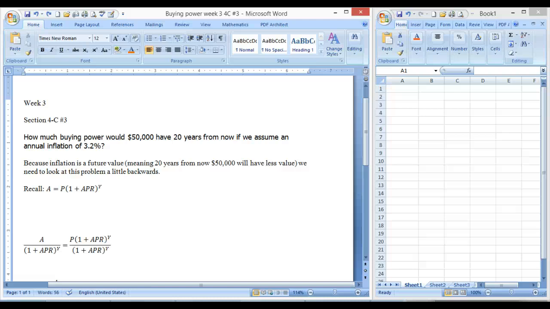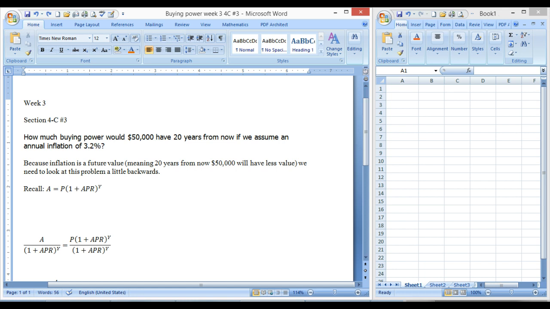This tutorial is to help you with section 4C, question number 3. I've changed this up a little bit, so it's not the exact one, but the procedure is still the same. The question is, how much buying power would $50,000 have 20 years from now if we assume an annual inflation of 3.2%? Because inflation is a future value, meaning that in 20 years from now our $50,000 will have a lesser value, we kind of need to look at our problem a little bit backwards.